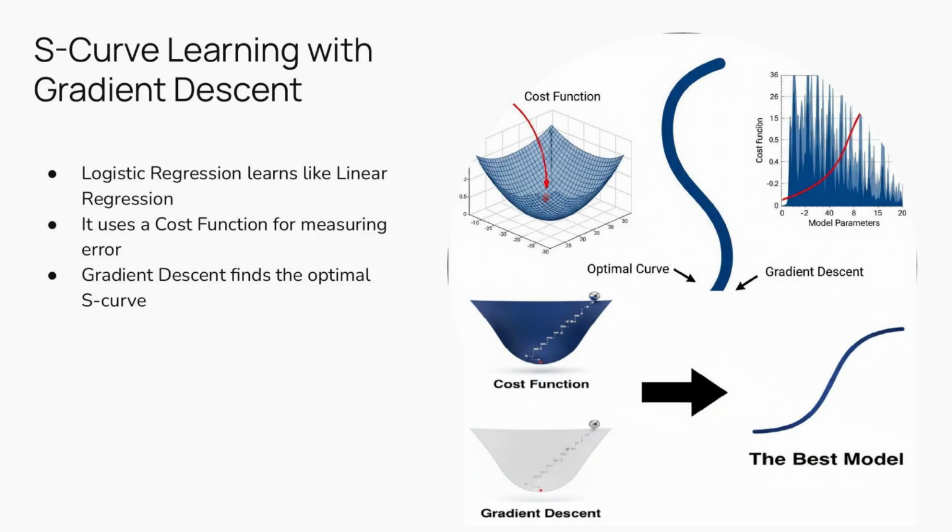So how does the model find the best S-curve? How does it learn the right boundary line? By exactly the same process we learned in B3. It starts with a random S-curve. It uses a cost function to measure how wrong that curve is, and it uses gradient descent to take downhill steps and slowly adjust the curve until it finds the one with the lowest possible cost.